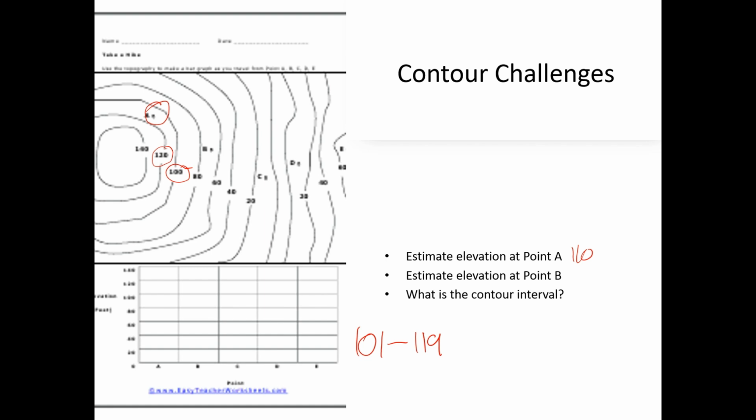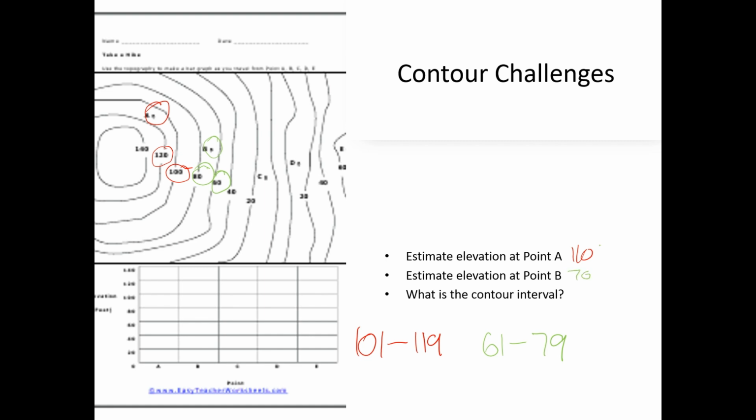Next, we have to estimate the elevation of point B. Point B is right here. It's between lines 80 and 60. Once again, any answer between 61 and 79 works and should be marked correctly. But since it's more or less in the middle of the two lines, we can say it's around 70.